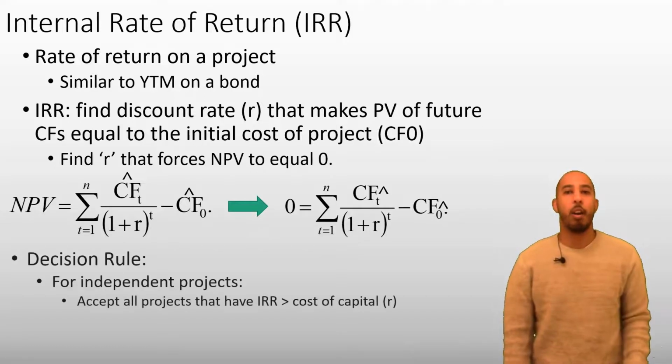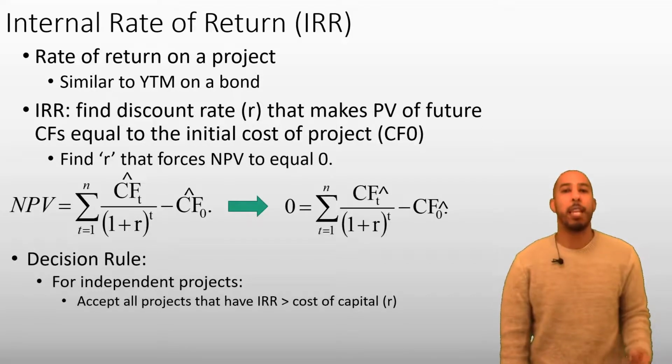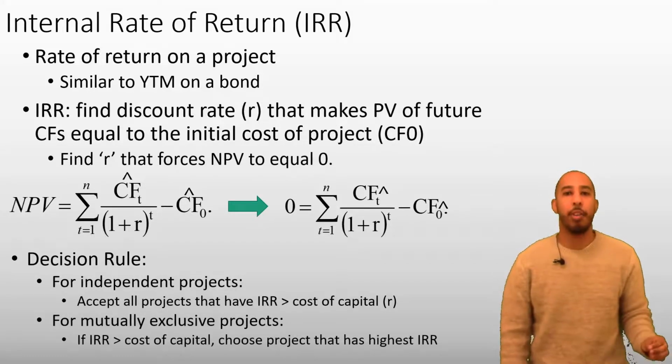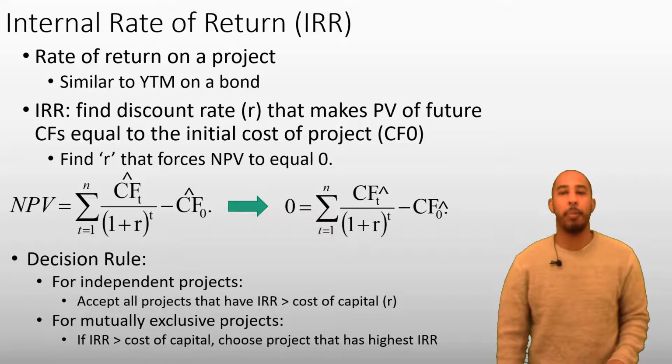How can we use IRR to make decisions? Well, for independent projects, we would accept all projects that have an internal rate of return that is greater than the project's cost of capital. And for mutually exclusive projects, if all of them have an IRR greater than the cost of capital, we select the one that has the greatest internal rate of return.